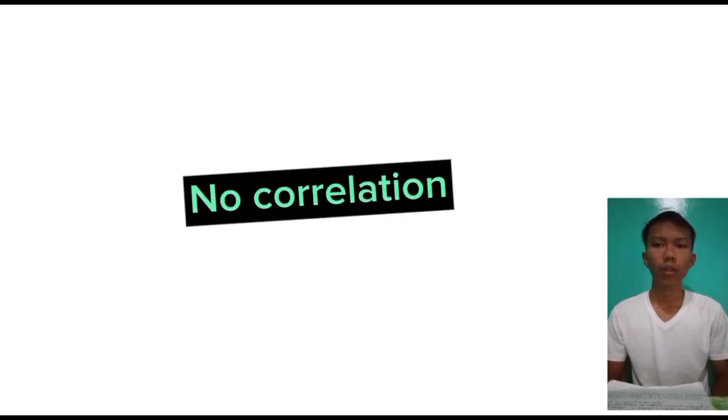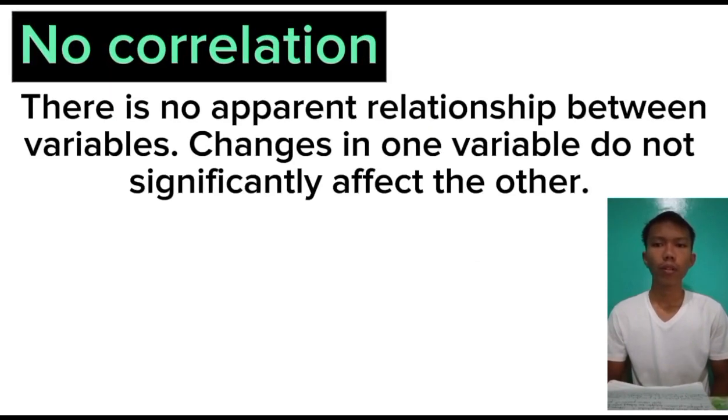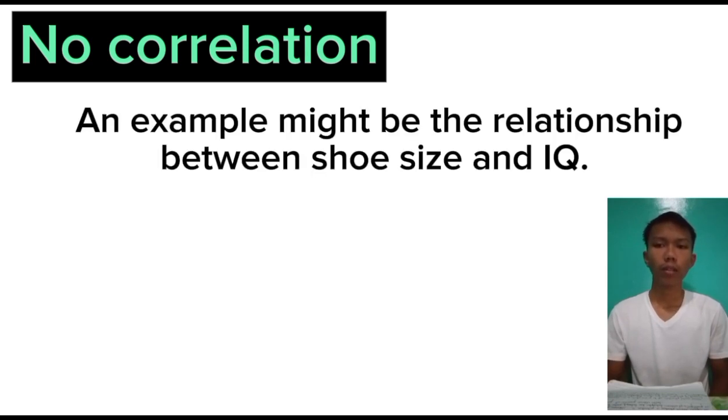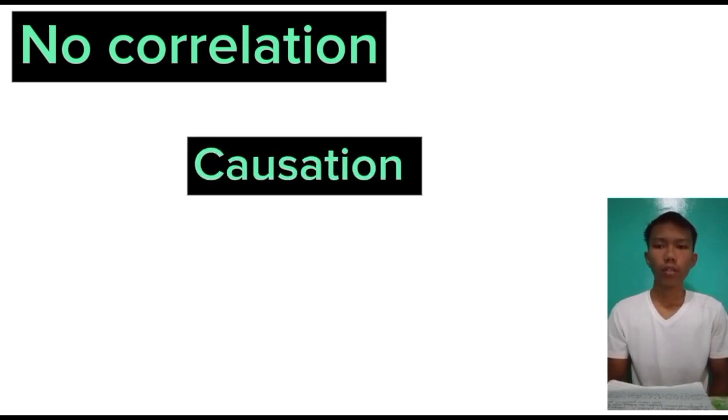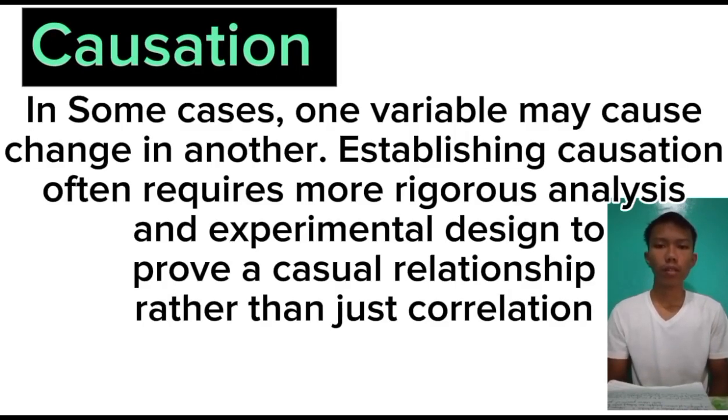The third is no correlation. There is no apparent relationship between the variables. Changes in one variable do not significantly affect the other. An example might be the relationship between shoe size and IQ. The fourth is causation. In some cases, one variable may cause changes in another. Establishing causation often requires more rigorous analysis and experimental design to prove a causal relationship rather than just correlation.